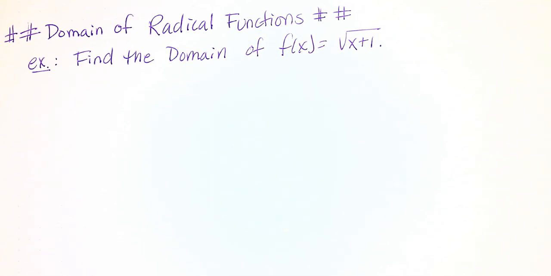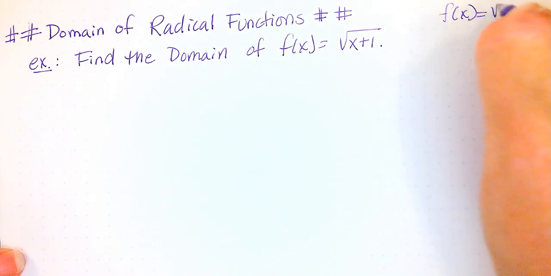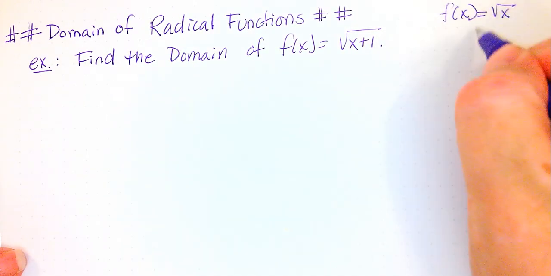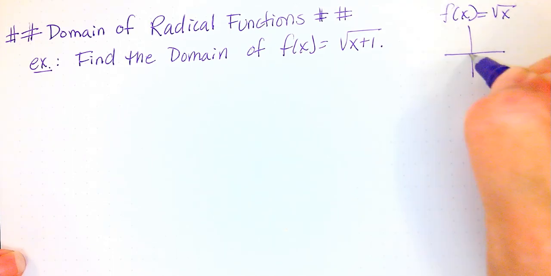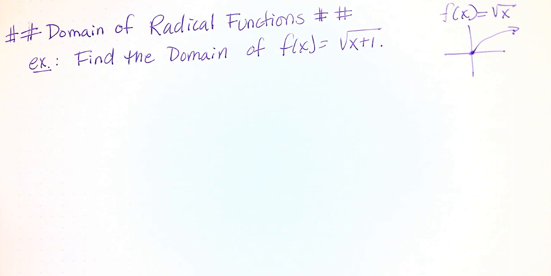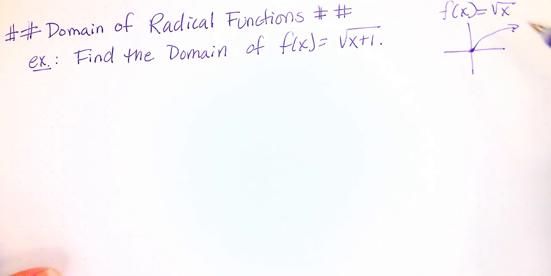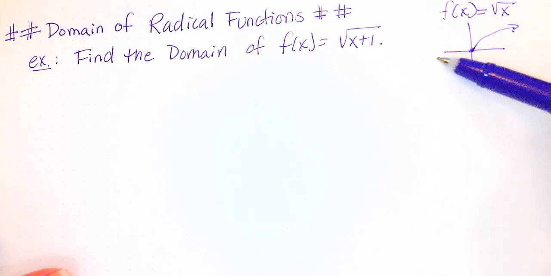We want to look at domain of radical functions, those radical functions that have that square root in the function. I want to talk about real quick the parent function graph for square root of x. If we think about this, we have it starting at 0 and going to infinity, roughly in that direction. Okay, so why does this matter and why is this important? Because notice that we have no negative values here.